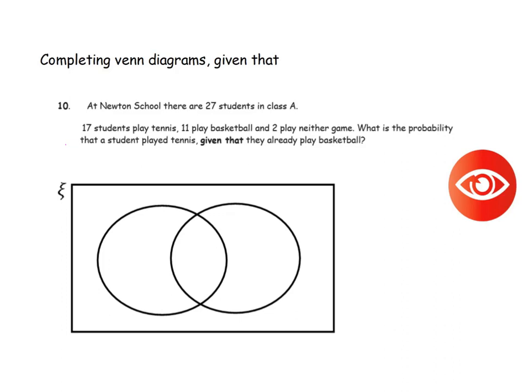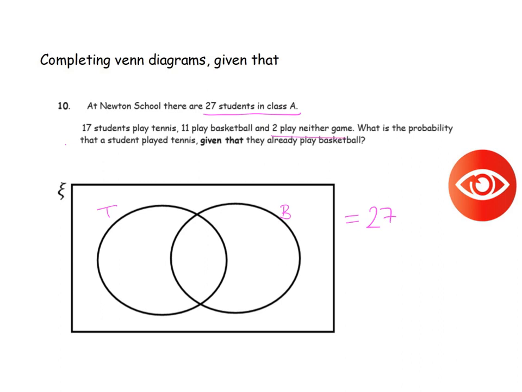So we're looking at completing the Venn diagrams with the given that in the wordiness of the question. First of all, we're going to have to complete the Venn diagram from the information provided. There are 27 students in class A, so all of it has to add up to make 27 when we get to the checking stage. We're going to label it tennis and basketball.